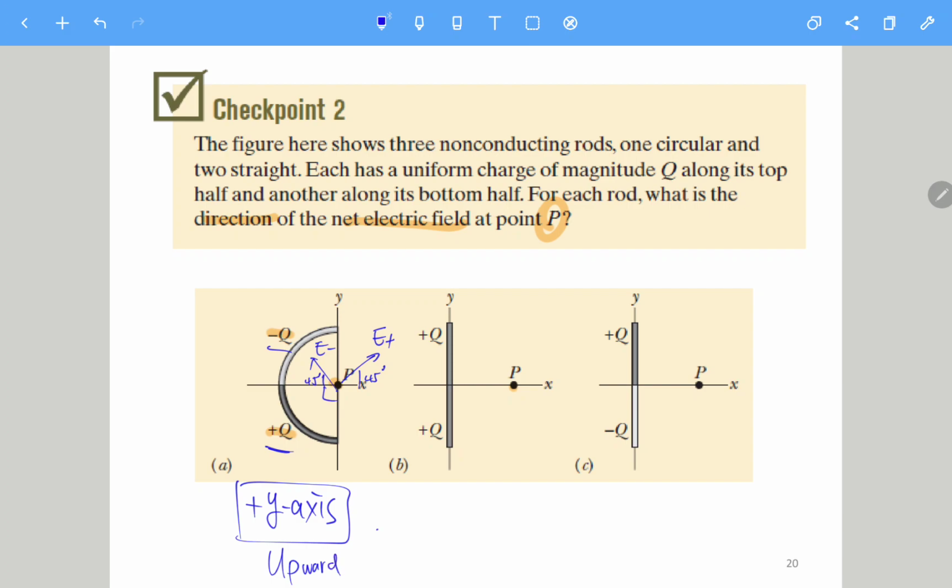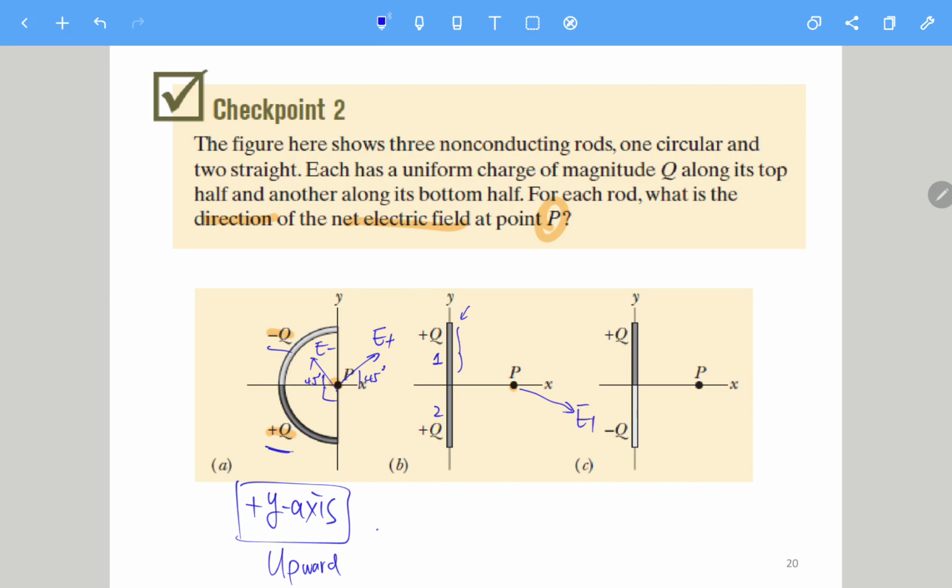Okay, so for the next one, we can see the whole rod has a positive charge, plus Q for the bottom part and plus Q for the top part. Here, for the top part, as much as this is a positive charge, we will imagine the field pointing to this side, somehow to the bottom right. Maybe we call this part 1, this is part 2, so this is E1.